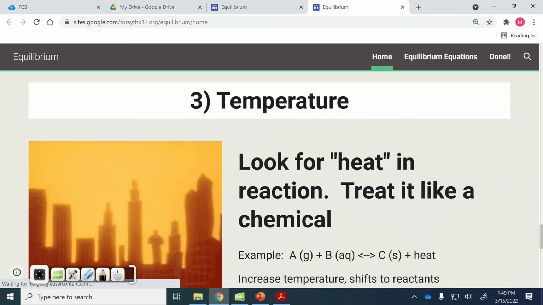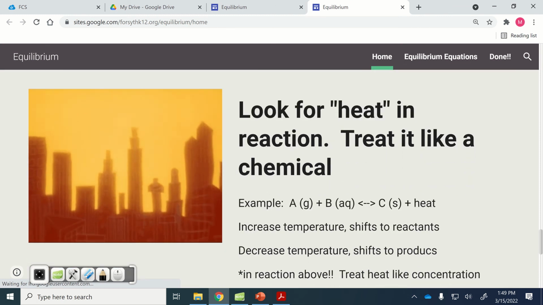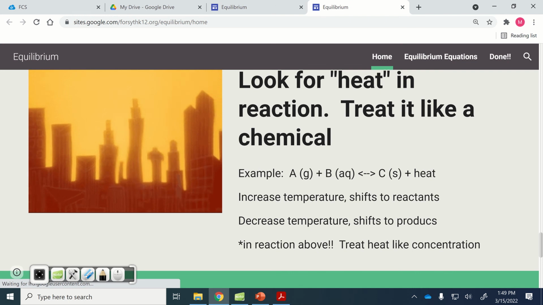Okay? For temperature, there are obviously a lot of reactions that either produce or take in heat. What we can do is list heat as part of the chemical reaction itself. Clearly, it's not a chemical, but in my example here, A plus B is in equilibrium with C, and heat is produced when C is produced. So heat is on the product side.